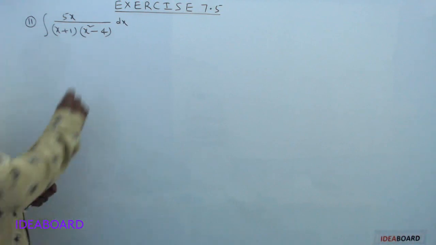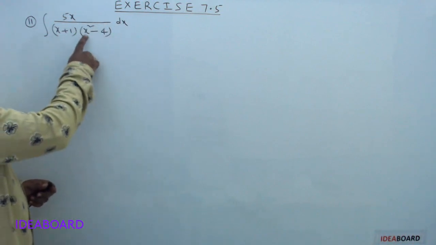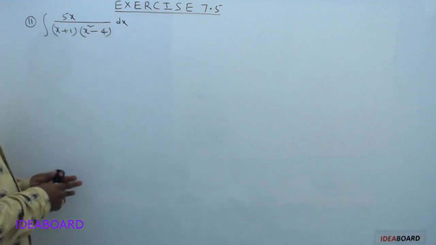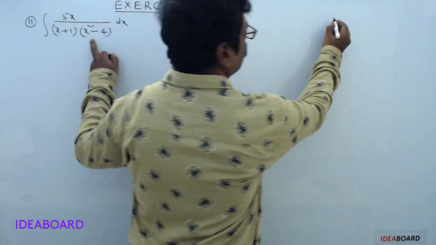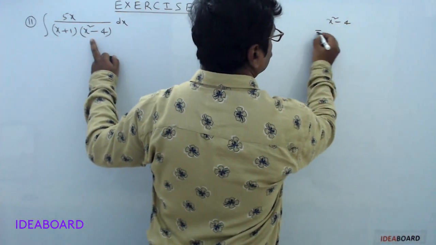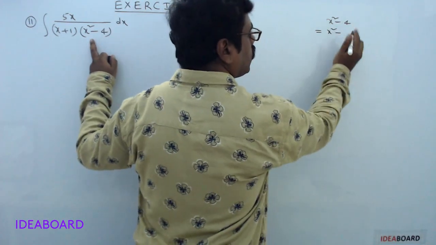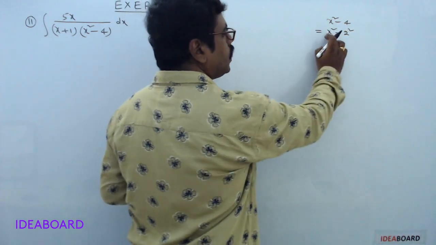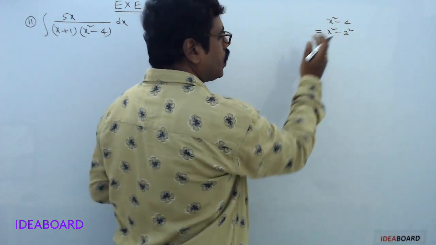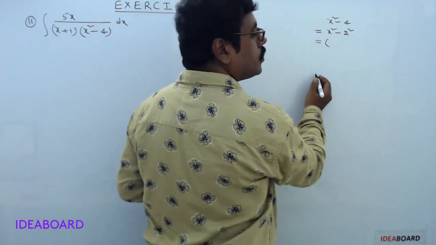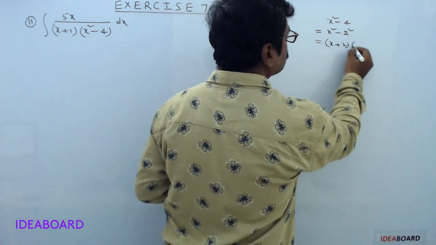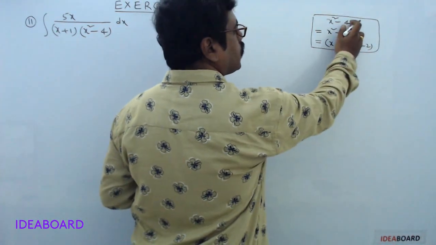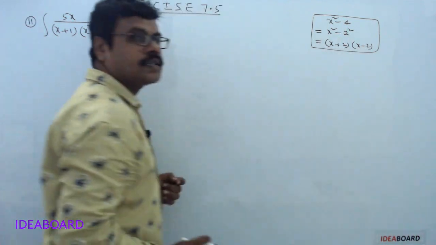Here in the denominator there is a second degree expression, x square minus 4. Can you guess the factors of this expression? x square minus 4 can be written as x square minus 2 square. It is of the form a square minus b square. What are the factors? (a plus b) into (a minus b). That is (x plus 2) into (x minus 2). So x square minus 4 can be taken as (x plus 2) into (x minus 2).